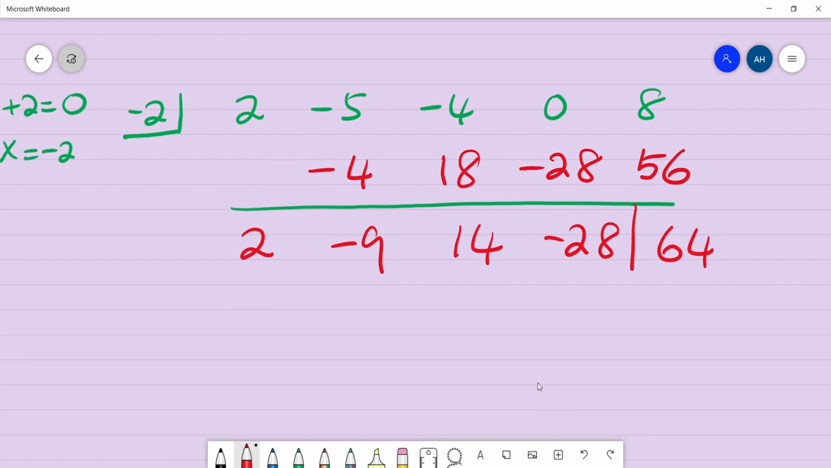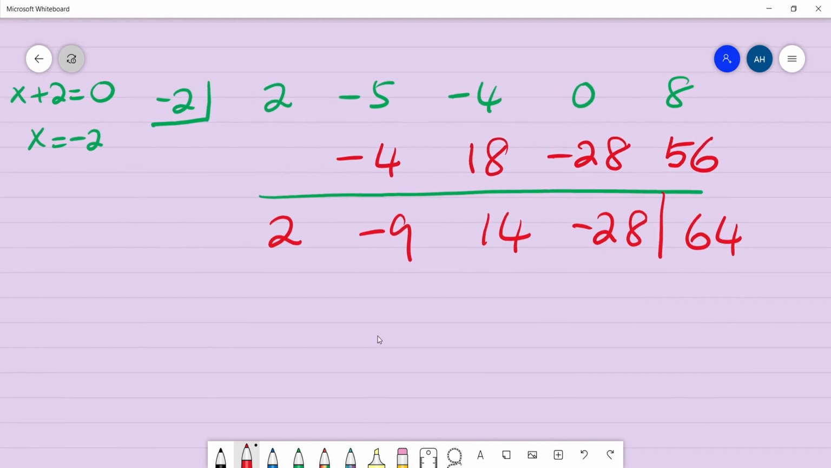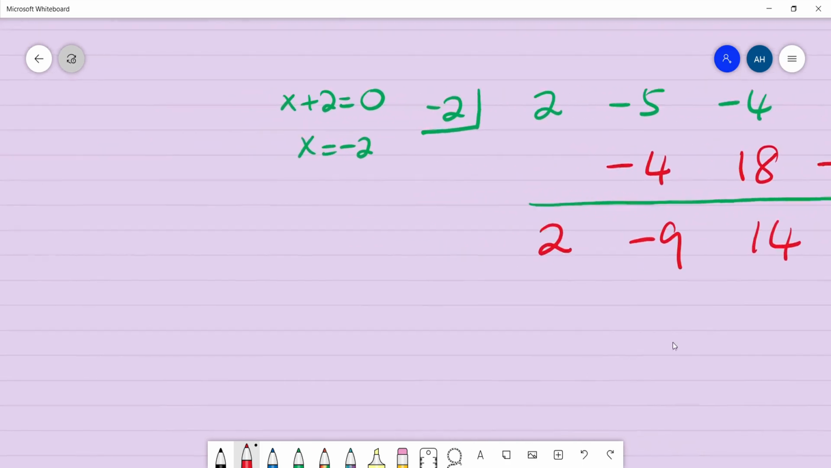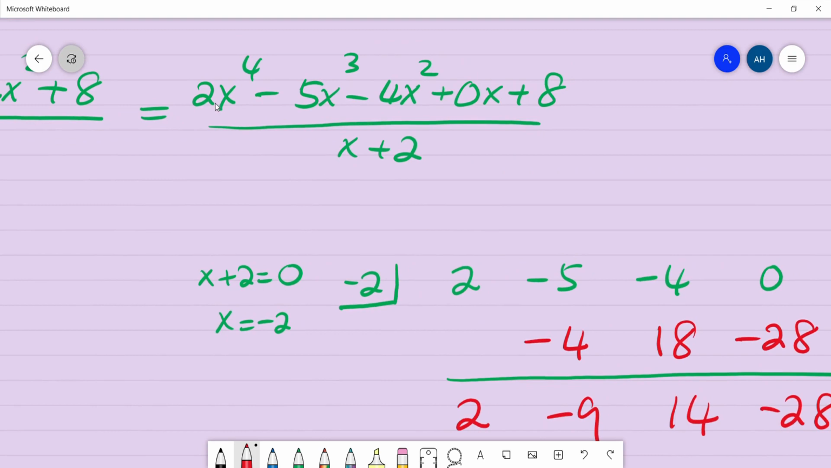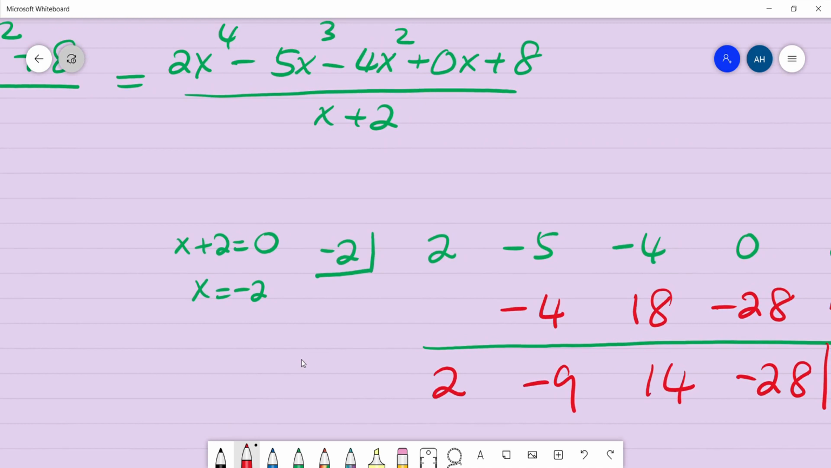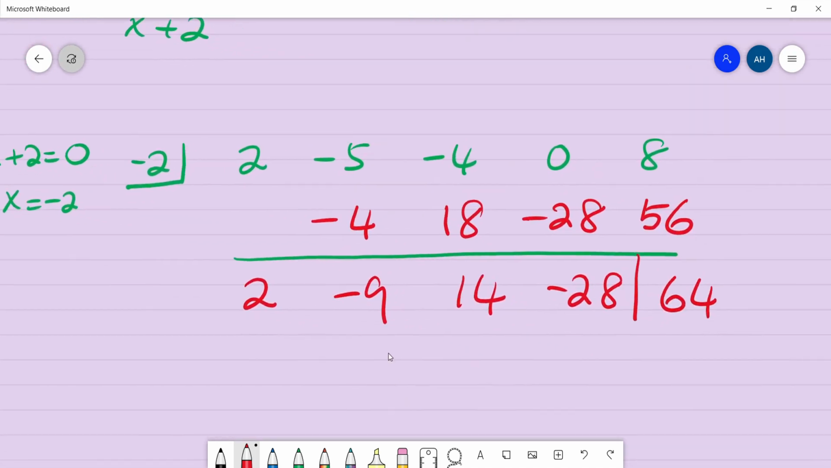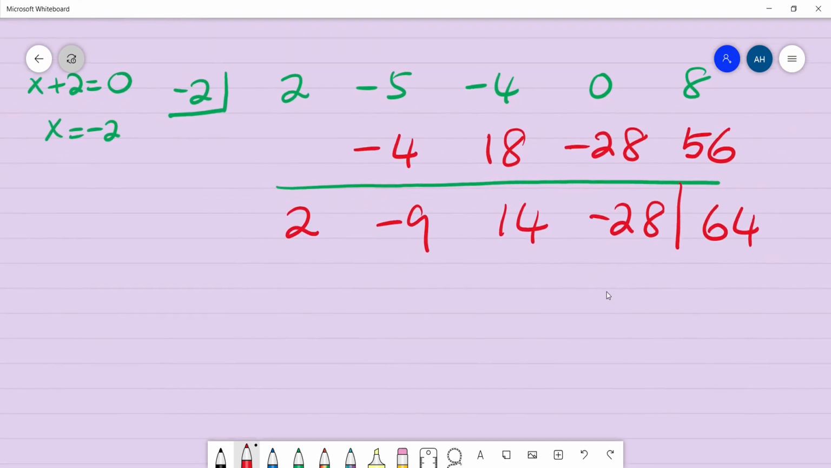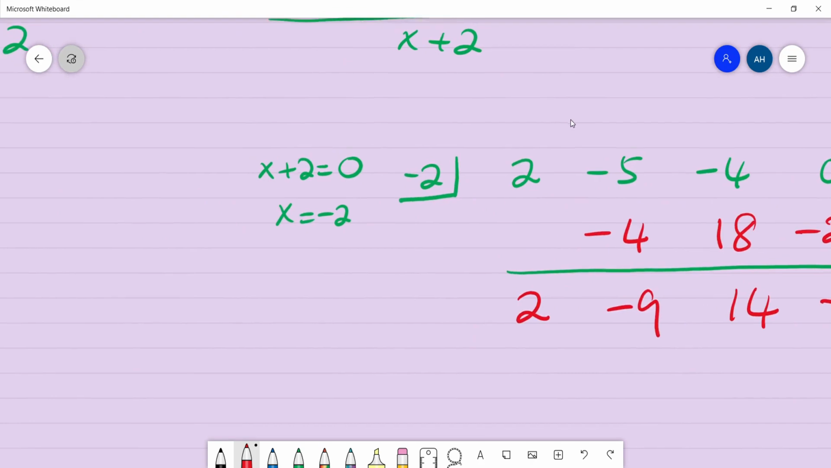Alright, so now our synthetic division process is already completed, and we are ready to write down the answer. As you notice here, the degree of the dividend is 4, therefore the degree of the quotient must be 1 less, that is, must be of degree 3. And here are all the coefficients that we have, right? So now let's write down the problem again here.